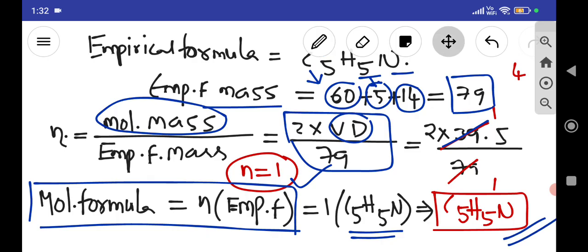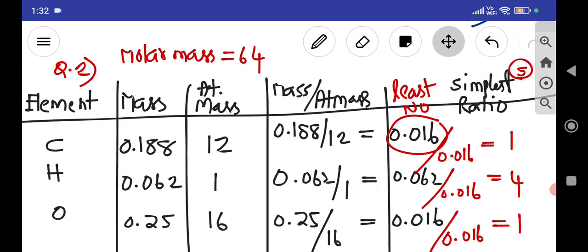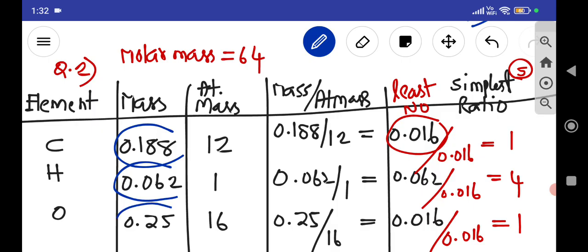Now the second type of question, where they are giving you the mass of the element and asking you to calculate the molecular formula. So the mass is given here. Carbon 0.188 grams, hydrogen 0.062 grams, and oxygen is 0.25 grams. So write atomic mass as it is, and then instead of percentage by atomic mass we have to take the next column, mass by atomic mass.